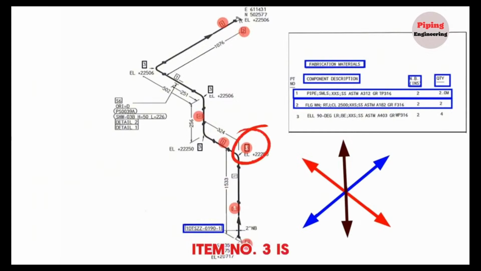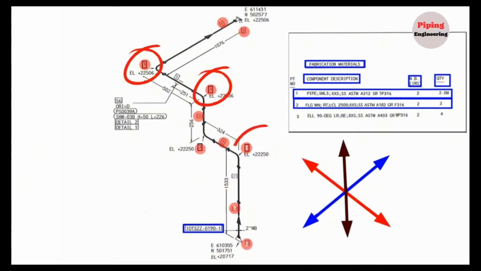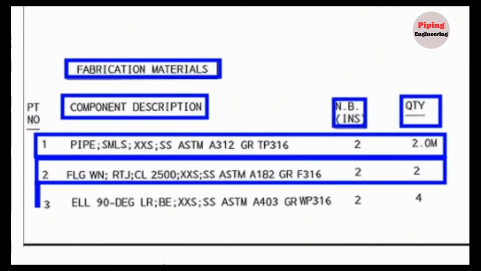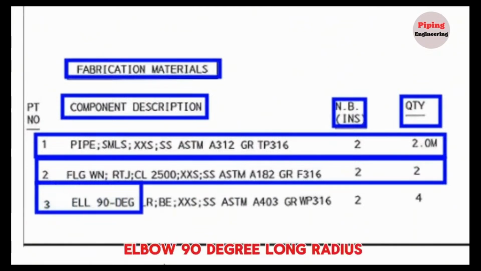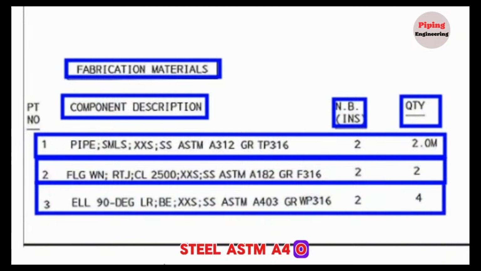Item number 3 is shown in 4 places on the piping isometric drawings. Now let's look at the fabrication materials list. Item number 3 is elbow, 90-degree, long radius, schedule is XXS, stainless steel ASTM A403, grade is WP316, size is 2 inches, the quantity is 4 pieces.